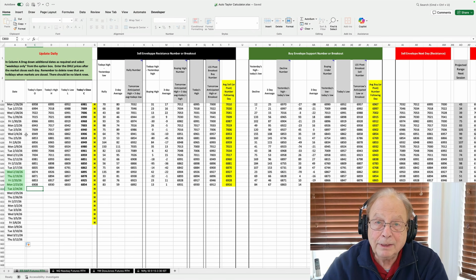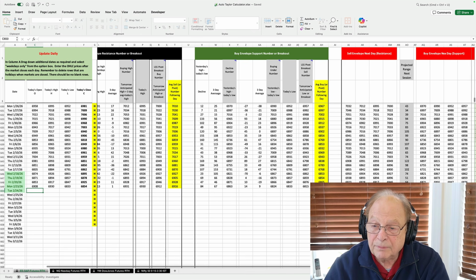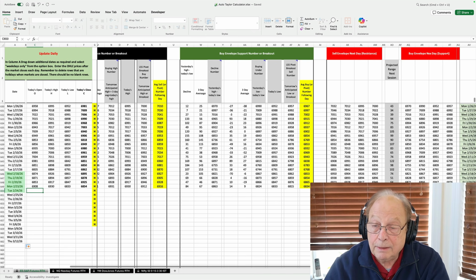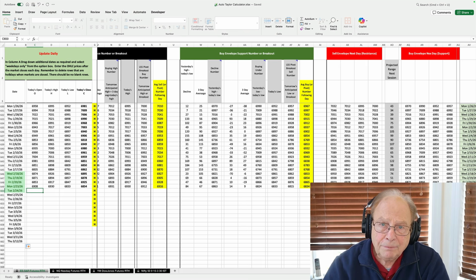So after entering the open, high, low, and close, you get the Taylor Trading Zone numbers for the next day. And that is the 2 numbers in the yellow columns. This first yellow column is the resistance, and the second yellow column is support. The gray column is the range between them. And that is the trading zone that you set up on your chart for the following day. And so these are the metrics that I use.